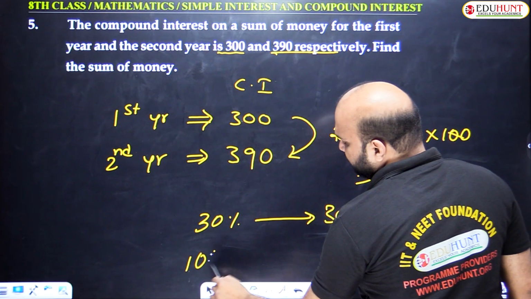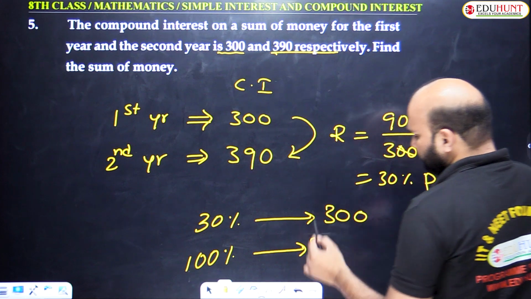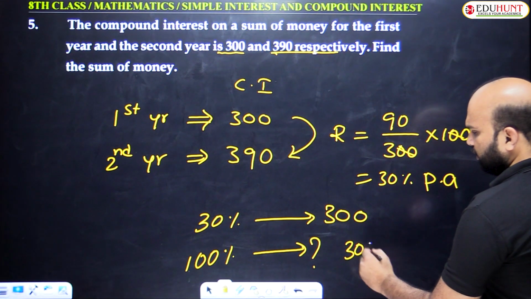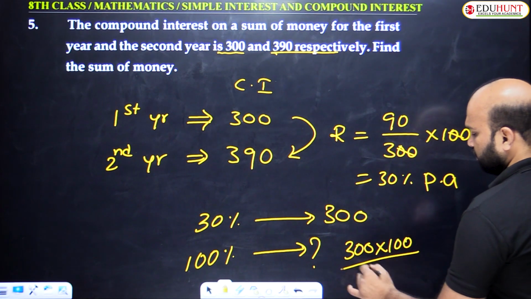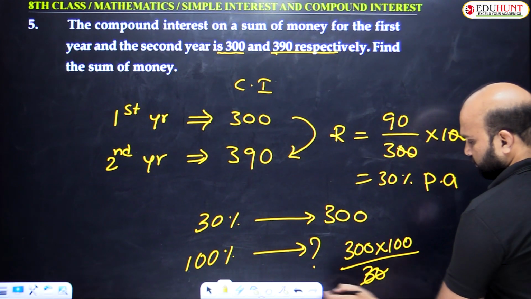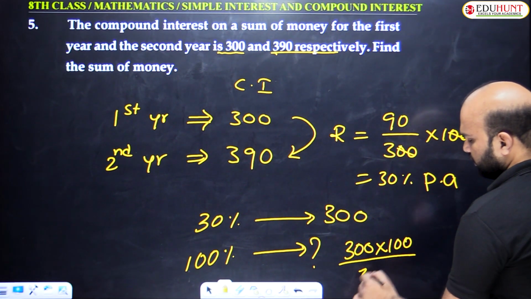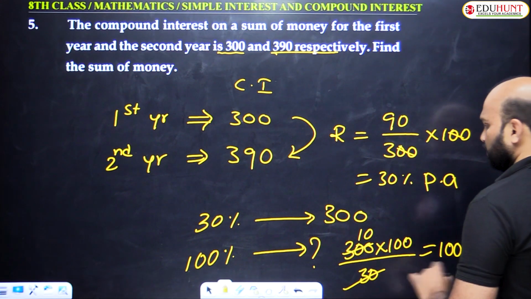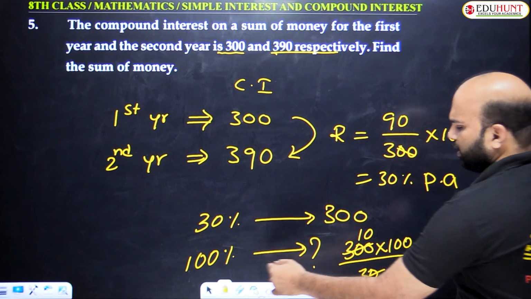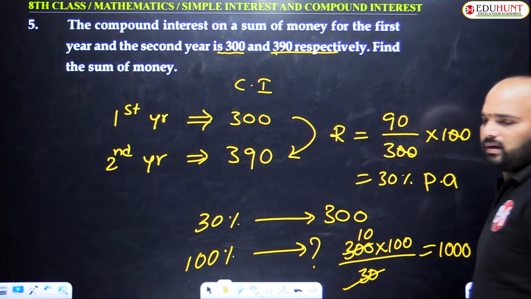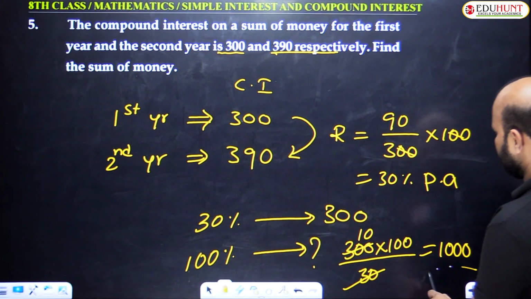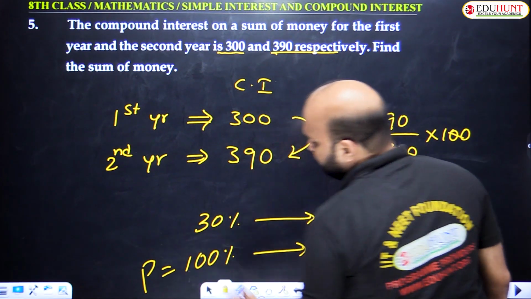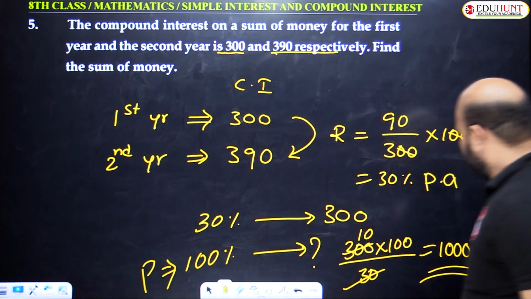So what am I asking? The principal, which is nothing but 100% value. So we should apply cross multiplication: 300 into 100 by 30. 30 tens are 300, 100 into 10. Common term 10, 1% value is 10, 100 into 10 is 1000. That is the sum of money. 100% is called the principal money, the P value. Am I clear? 1000 rupees.